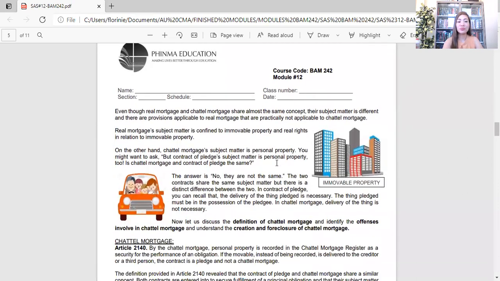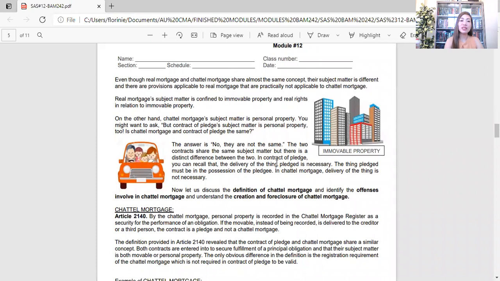Ayan, tignan natin to. So even though real mortgage and chattel mortgage share almost the same concept, their subject matter is different. And there are provisions applicable to real mortgage that are practically not applicable to chattel mortgage. So real mortgage subject matter is confined to immovable and real rights in relation to immovable property. On the other hand, chattel mortgage subject matter is personal property. You might want to ask, but contract of pledge subject matter is personal property too. Is chattel mortgage and contract of pledge the same? The answer is no, they are not the same. The two contracts share the same subject matter, but there is a distinct difference between the two.